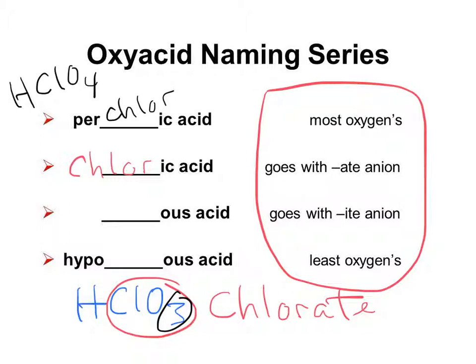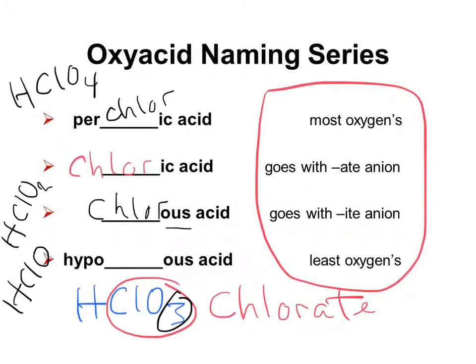Perchloric. Now, relative to the chlorate ion, if we take away 1 oxygen, so here we have HClO2. We take away an oxygen, then the chlorate ion becomes the chlorite ion. And if the anion ends with "ite," the acid name ends with "ous." So this is called chlorous acid. And then if we take away yet another oxygen, like HClO, then we add the prefix hypo, but the root chlor stays the same.